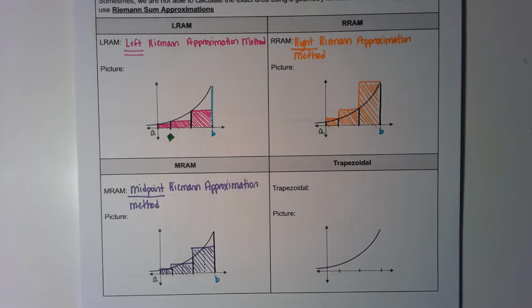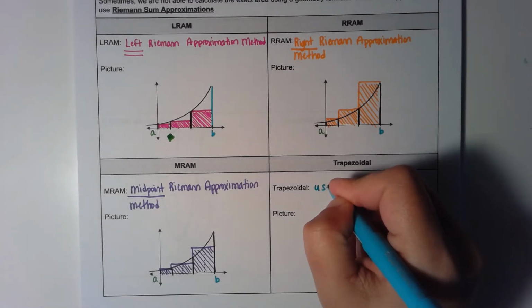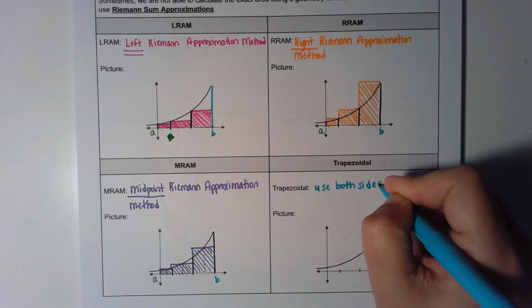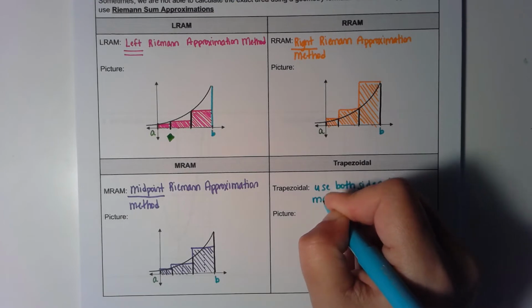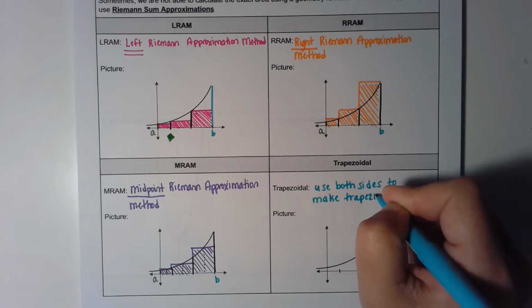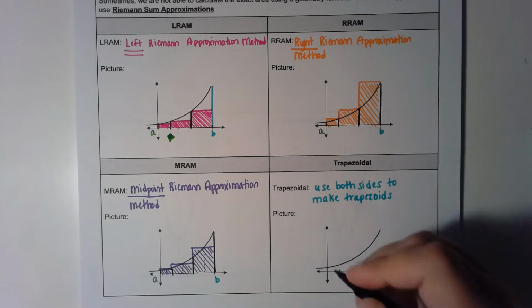The last approximation method is what's called the trapezoidal approximation method. Now, this is not a Riemann approximation method because it was not created by the same guy, but it is one of the estimation methods that we need to know. So this estimation method says that you're going to use both endpoints, both sides, to make trapezoids. And this is going to be the most accurate approximation method that we have. So when you're looking at your estimate, this is going to be closer to the actual answer.